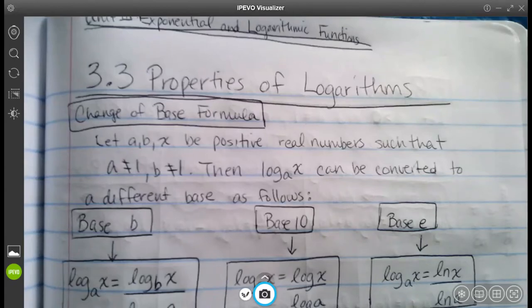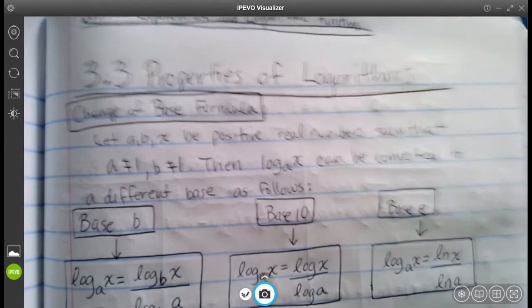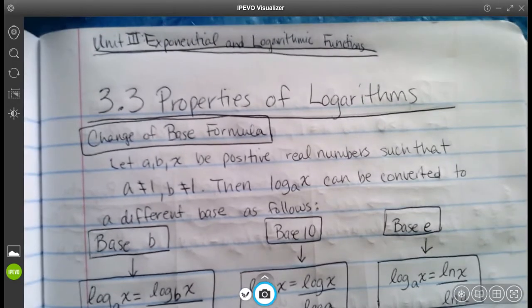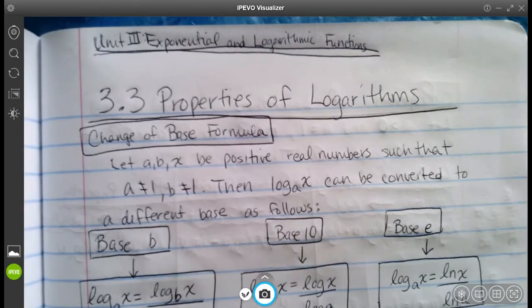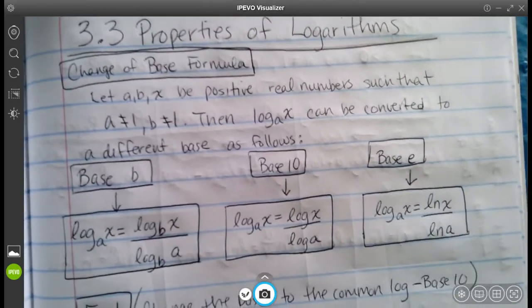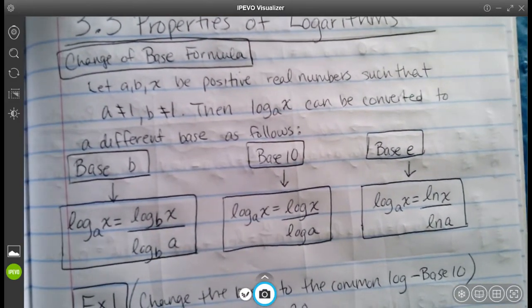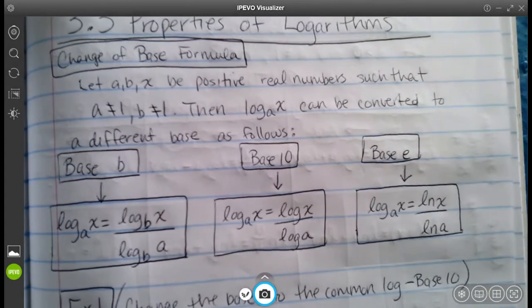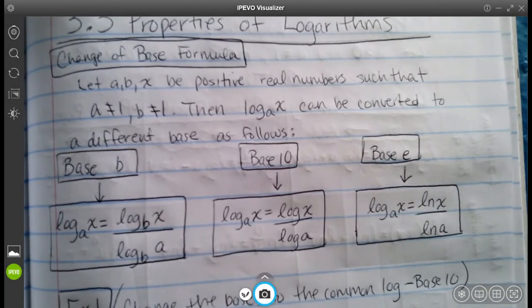This video is going to cover section 3.3, Properties of Logarithms, still part of Unit 3, Exponential and Logarithmic Functions. This is a pretty easy subunit, I believe. Some of the stuff you've already seen. We're going to go ahead and start with our change of base formula.